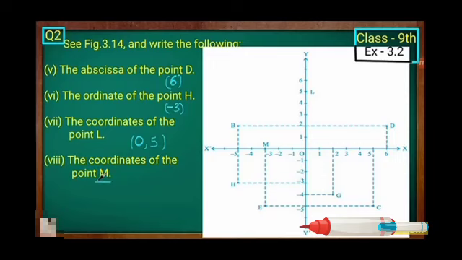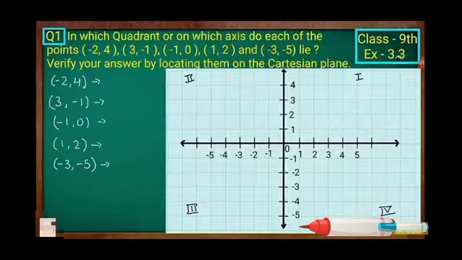Coordinate of the point M. M lies on the x-axis. Yes, you can see here it lies on the x-axis because y is 0 here. You can see y is 0. So the coordinate of the point M is -3 and 0, and it lies on the x-axis, and in the seventh part it lies on the y-axis.